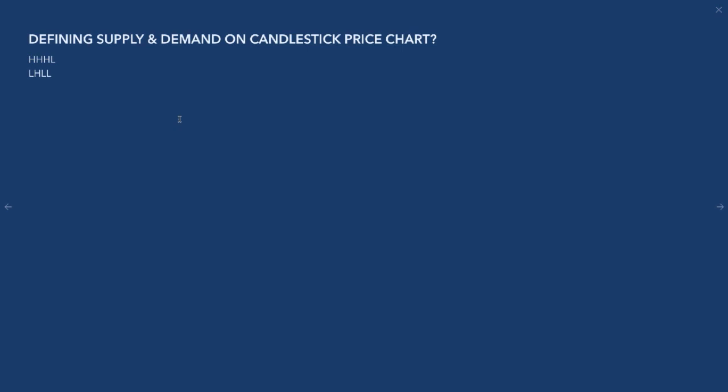But one of the things that we need to do is define supply and demand on a candlestick price chart. I spoke about rally-based drop-based rally, and that doesn't really tell me much, and believe me, I've watched the videos. What makes sense to me is higher highs and higher lows, HHHL, and lower highs and lower lows. So let's define this. What we're looking for is a strong area of demand.